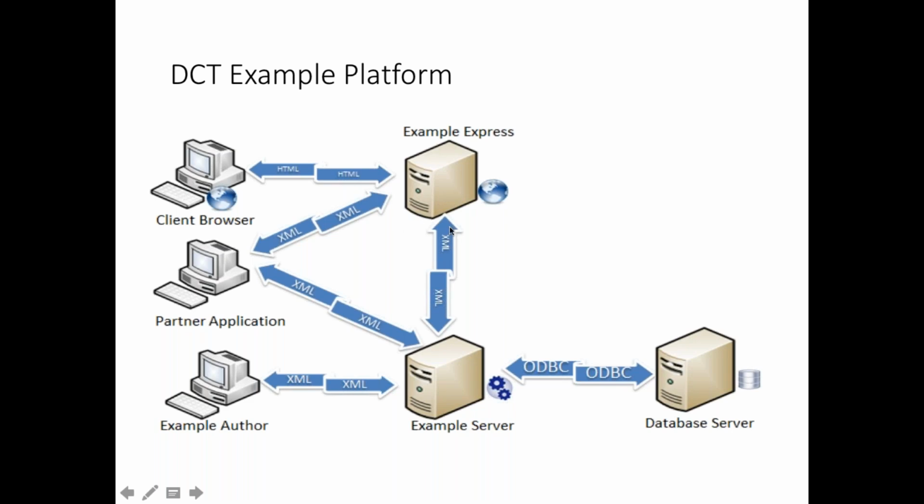Now it's in the form of XML. Again, this XML is converted into HTML because we need it in a human readable form. So it's given back over here in the example express, and then it will be given back to the client browsers. So that's a very basic and generic flow of a TCT example platform. Is it clear?